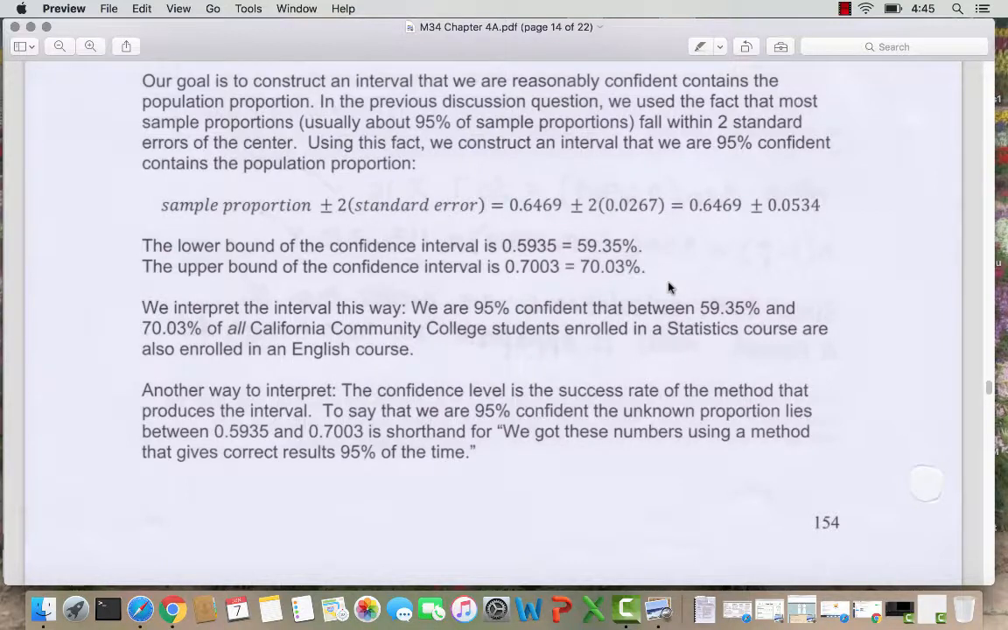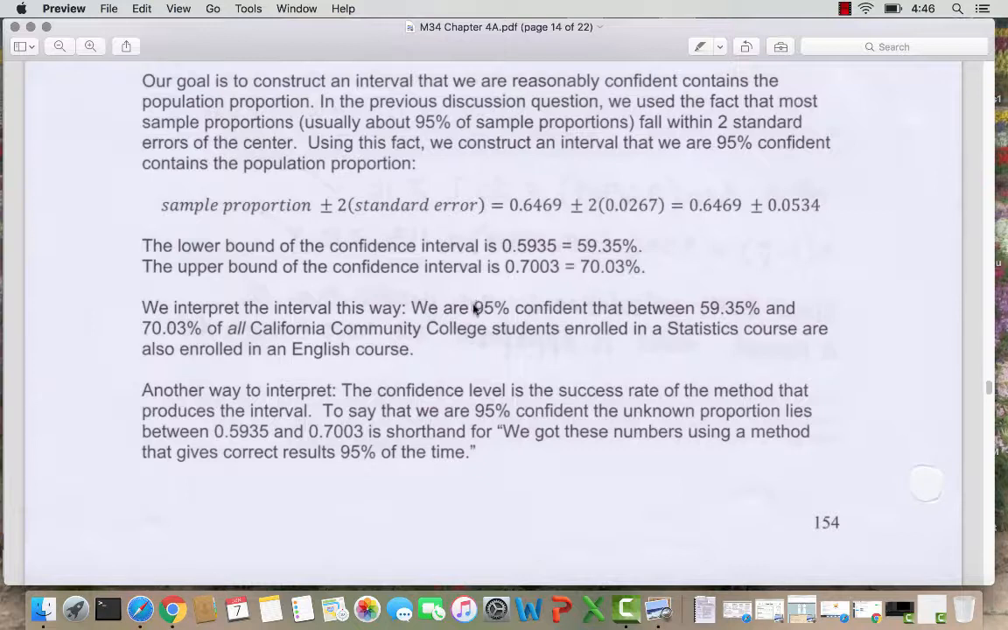So how do we interpret this? Here is one way that we can interpret our interval. We can say we are 95% confident that between 59.35% and 70.03% of all California community college students enrolled in a statistics course are also enrolled in an English course. So what are salient features of our interpretation?